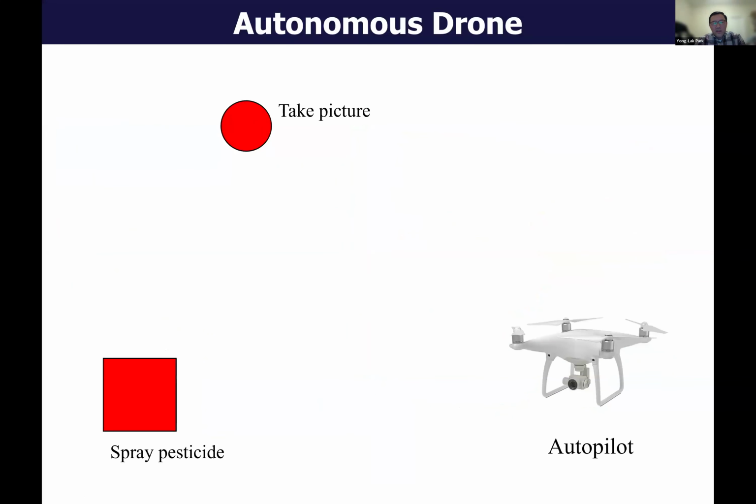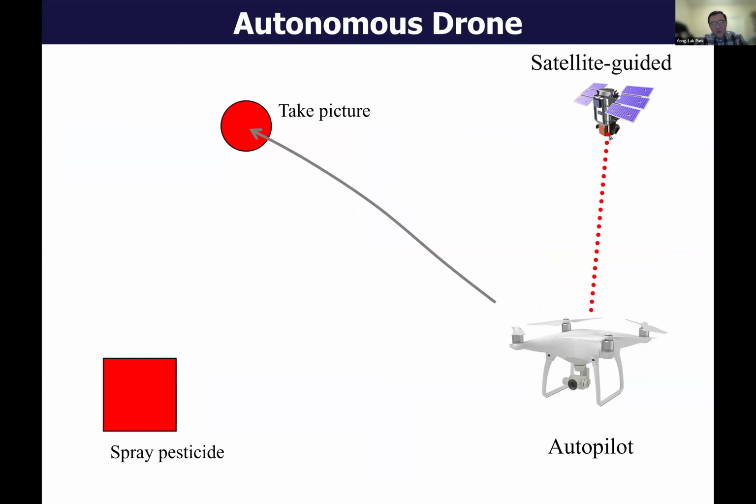Also, we actually don't fly the drone. We use autopilot, guided by satellite. We give a command: go there, take a picture, and the drone will fly there, take a picture, spray pesticide, and then return back home. So we don't have to operate the drone. We just push buttons, and it does it automatically. It's called autopilot.